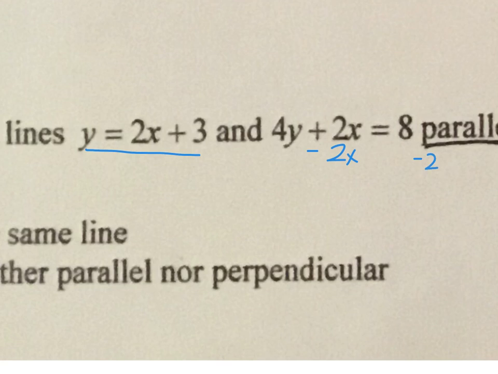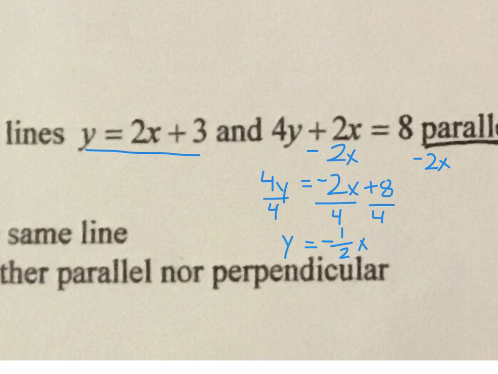So I subtract 2x on both sides, and now I have 4y equals -2x plus 8. I divide by 4. That leaves me with y equals and a negative 2 over 4 is going to be a negative 1/2 x. 8 divided by 4 is a positive 2. So they're not the same line. If they were the same line, the equations would be the exact same.